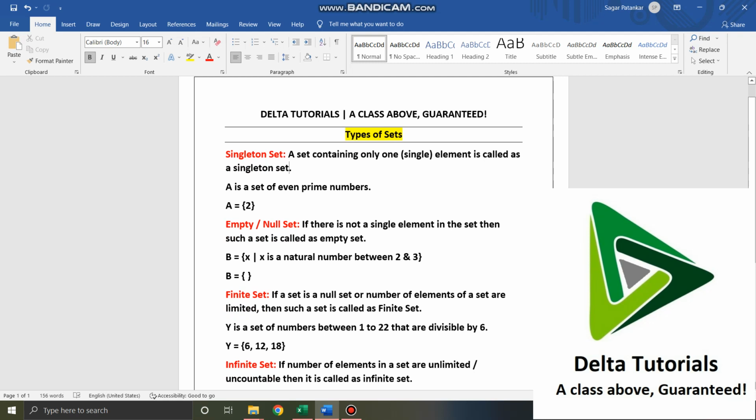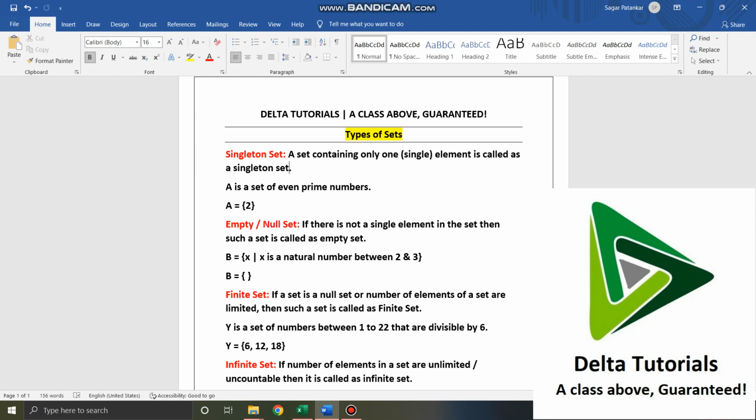See, the name itself suggests that a set containing only one or single element is called a Singleton set. The definition is very simple. Now let's see one example also. A is a set of even prime numbers. Now we know that there is only one even prime number, that is 2.